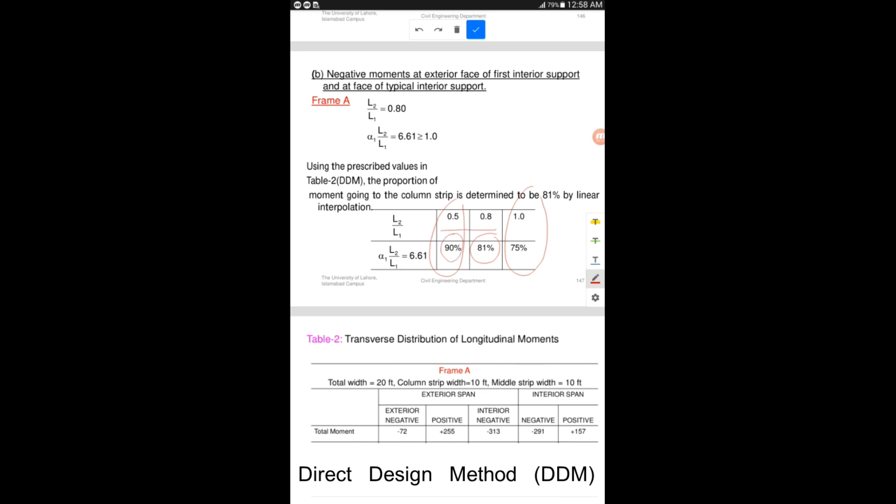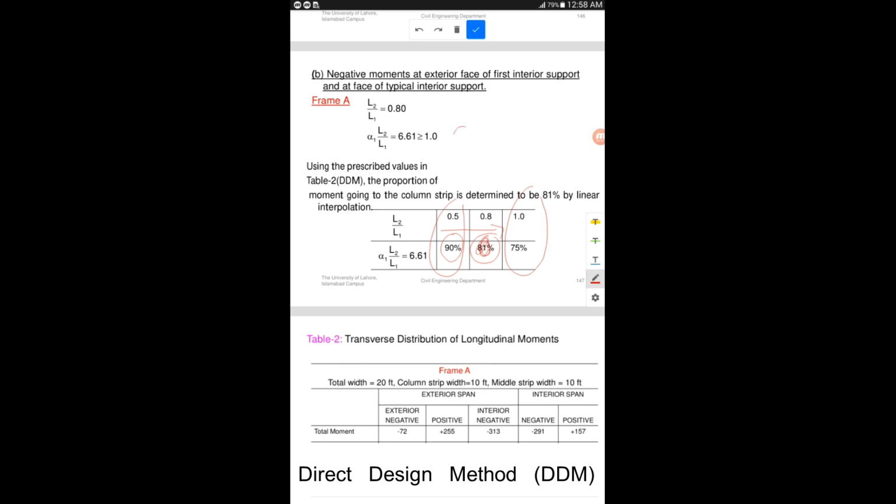because once I'm going here, as the value of L2 or L1 is increasing, the value of this percent is decreasing. First it was 90%, and at L2 over L1 equals 1, the value is becoming 75%. So as I increase the value of aspect ratio, the value of percentage is decreasing. That means the value coming out at this location will be smaller than 90%.